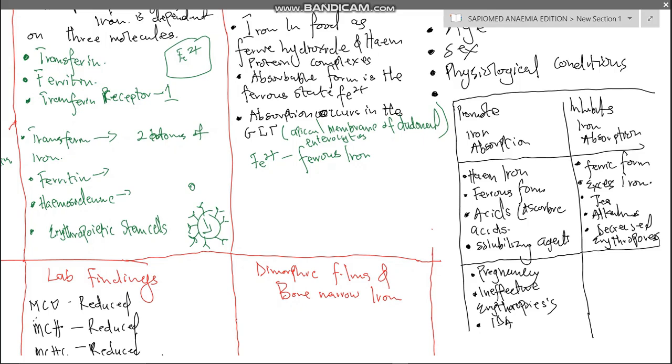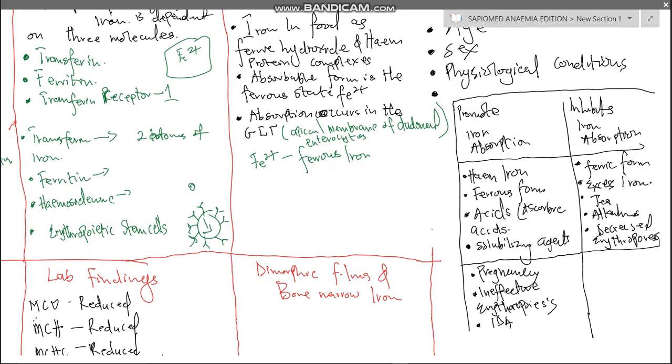So what acid does is that, if you could remember your redox reaction back in high school, realize that we have oxidation agents and then reduction agents. So what happens is that the acids are capable of reducing the ferric form, or the non-ferrous form of iron, to the ferrous state, or ferric ions to ferrous state. So once that reduction is done, the iron will be easily absorbed. Then we have solubilizing agents, pregnancy, ineffective erythropoiesis, iron deficiency anemia.